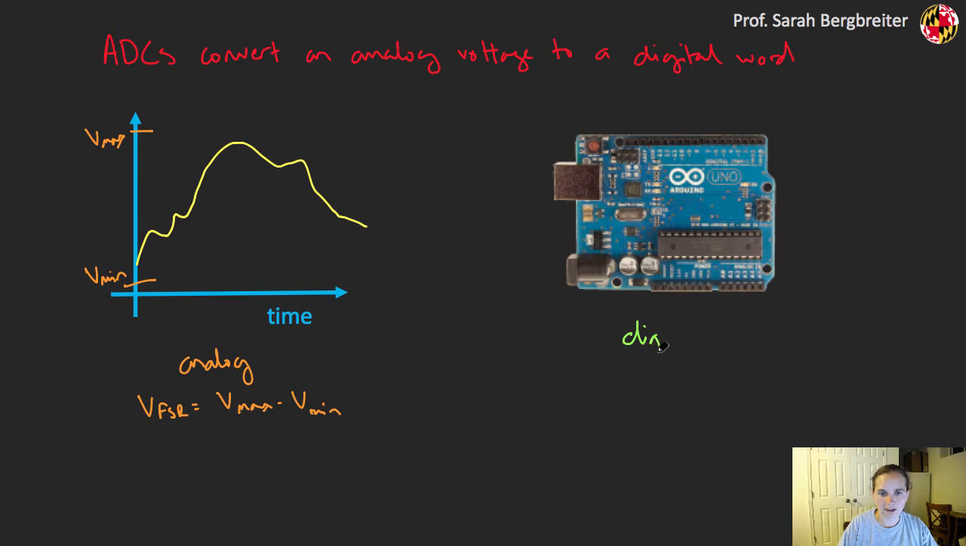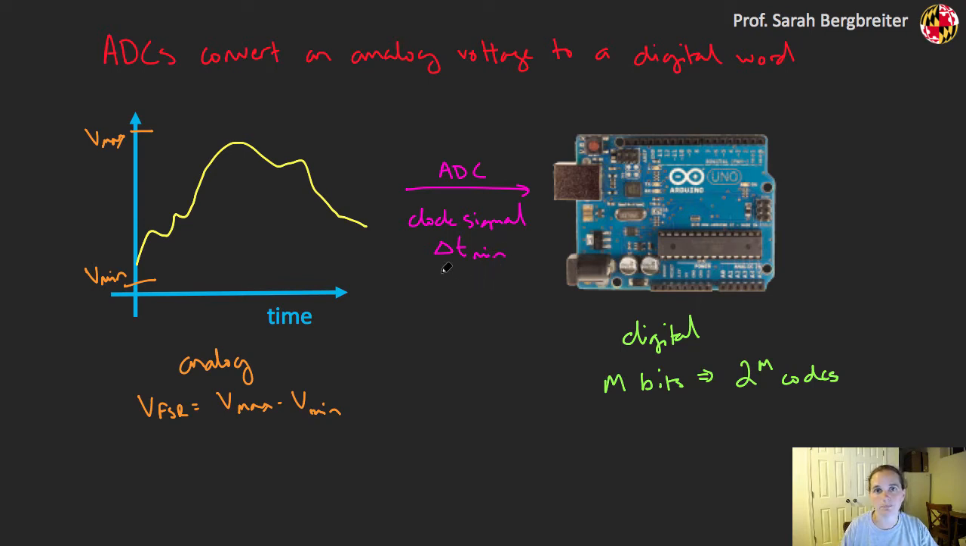On the digital side, everything is defined by the number of bits in the ADC. So if I have m bits, that's ultimately going to give me 2 to the m codes or values to represent that analog signal. And finally, going in between my analog and my digital world, I have my ADC. The ADC is going to have a clock signal that's going to determine my sampling time, my delta t minimum, or my sampling frequency maximum.